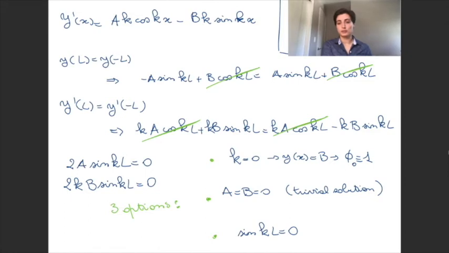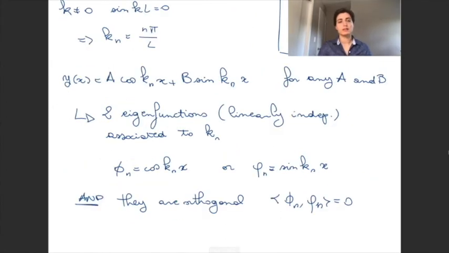So we have the constant eigenfunction, the trivial solution that is not interesting and we're going to throw away, or sine kL equals 0. Let's assume k different than 0 because we have taken care of that already. Then sine kL equal to 0 gives us kn equals n pi over L. Notice that it's the same that we retrieved before with non-periodic boundary conditions. But this time it appears both in the cosine and in the sine.